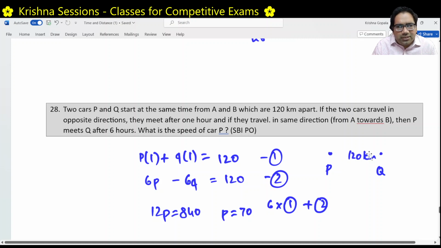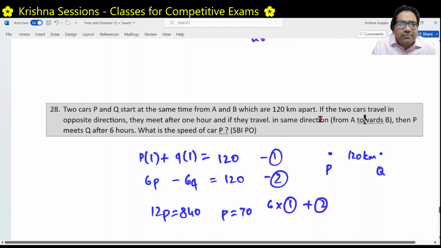They are 120 kilometers apart. If they travel in opposite directions, that means P is traveling east and Q is traveling west, let's say. Both are traveling opposite to each other, right? Then they will meet after 1 hour. In 1 hour only they will meet. That means the distance traveled by P plus the distance traveled by Q will be equal to 120 kilometers, right?